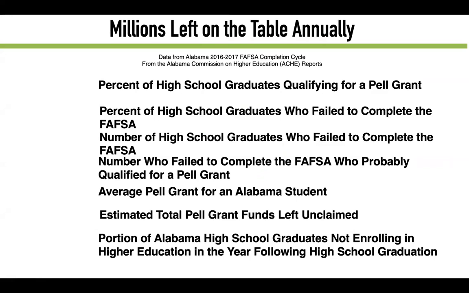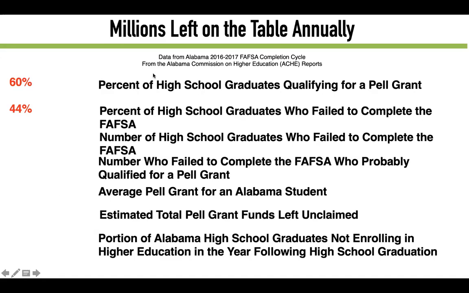I'd be glad to. The percent of high school graduates qualifying for a Pell Grant in Alabama is around 60%. And if you would, Colby, if you will click, because I've got these numbers that show up on the slide as we go along. So if 60% of high school graduates will qualify for a Pell Grant, but we're only averaging around 50 to 55% of our students who even apply for the Pell Grant, we've got a lot of money that's going to waste in this state.